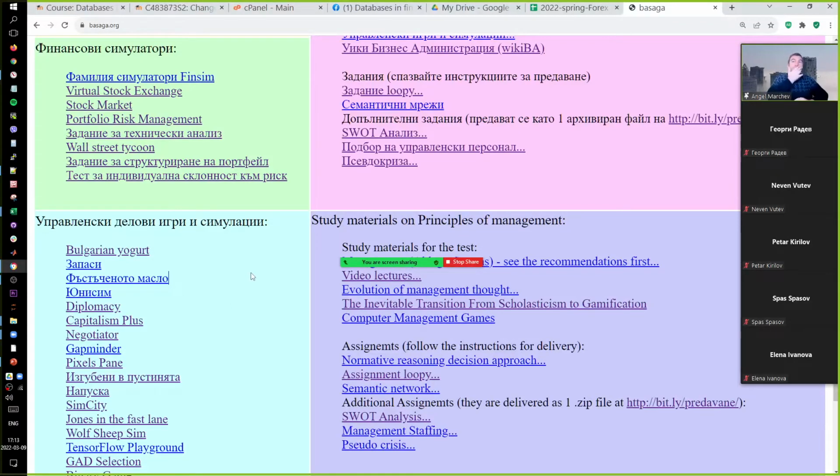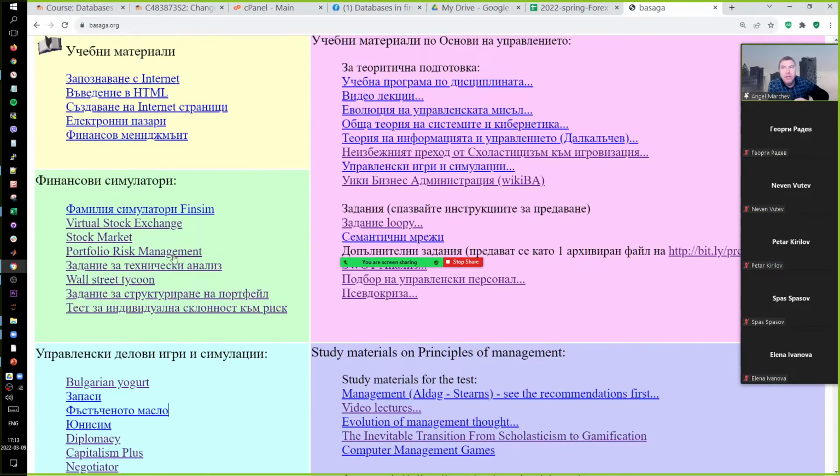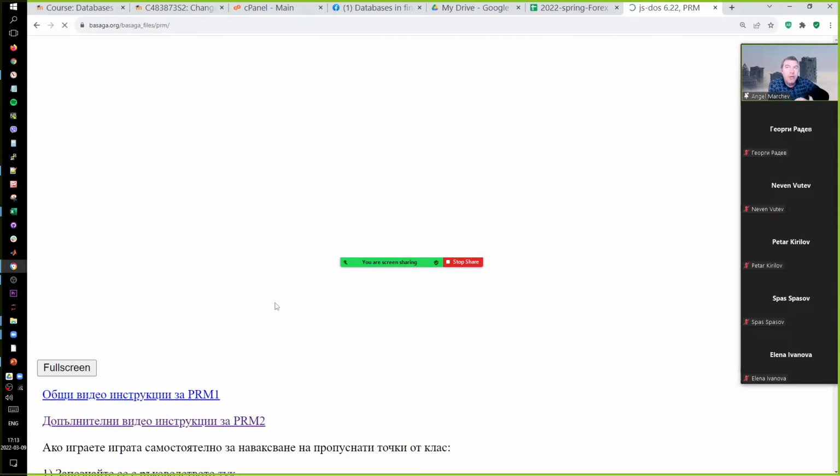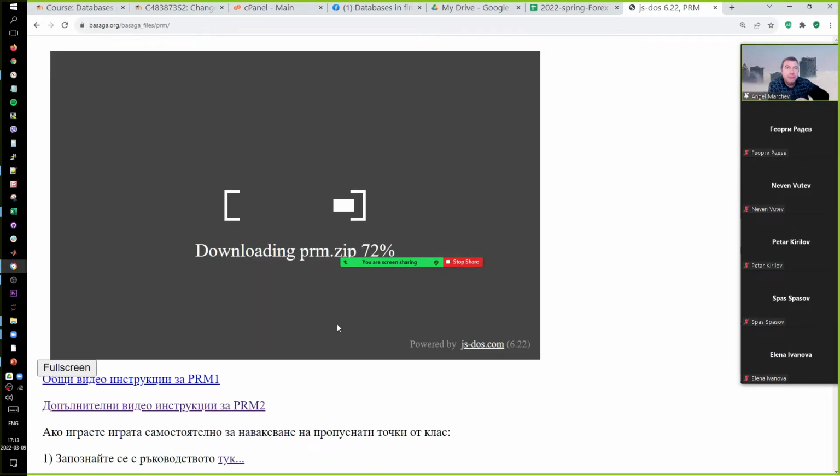So today we are going to start using a new financial simulator, the portfolio risk management. If you go to basaga.org, here you can see the portfolio risk management. It is the name of the game. We are actually not going to do anything with portfolios here.